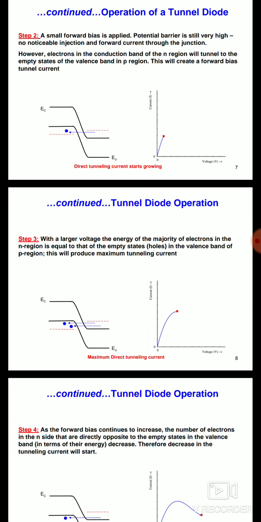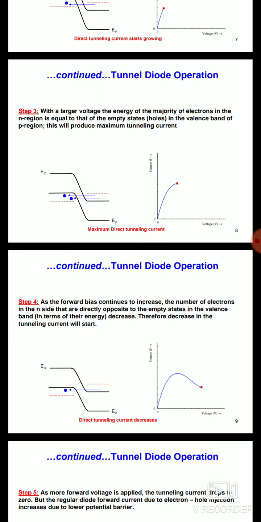And in step 4, the applied voltage is further increased. What happens? If the applied voltage is further increased, a misalignment of the conduction band and valency band takes place. Since the conduction band of the N-type material and valency band of the P-type material still partially overlap, the electrons tunnel from the conduction band of N region to the valency band of the P region and cause a small current flow. Thus, the tunneling current starts decreasing.